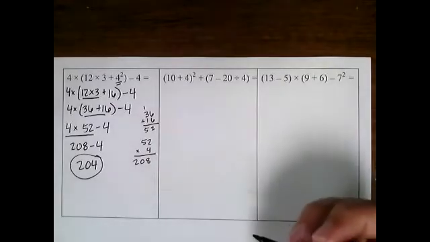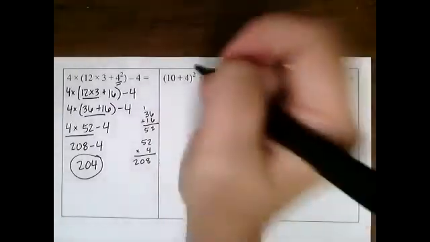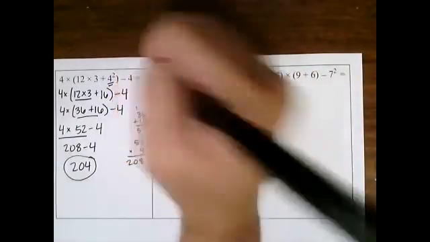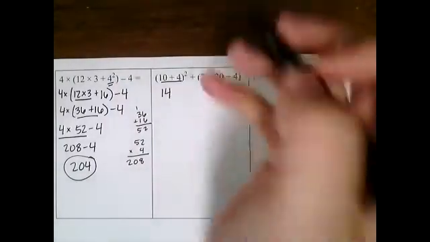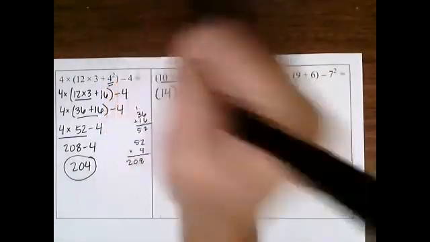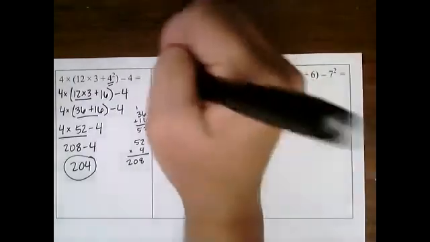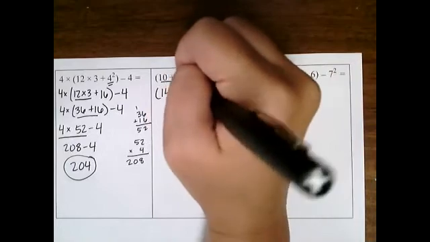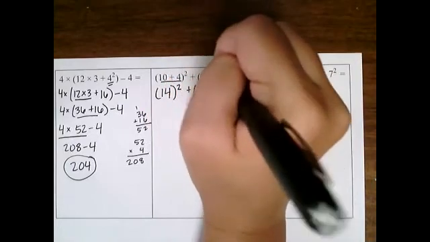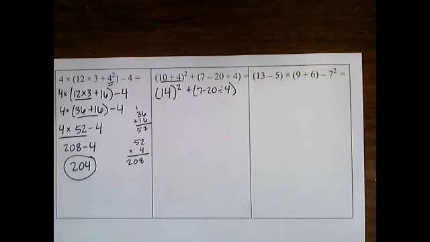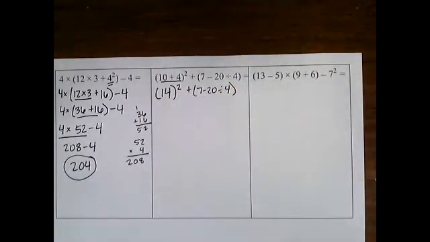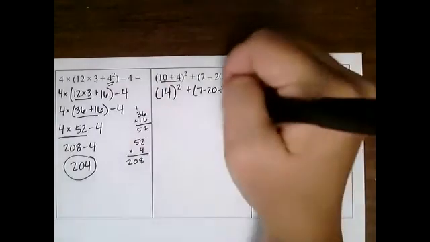The next one, parentheses first. So my parentheses, I'm going to start here. I'm just going to do this one first. 10 plus 4 is 14. I can drop my parentheses because it's not negative. Just in case, just for good practice, is to leave those parentheses there. Now, because this is still in parentheses, I can go ahead and square this. 14 squared is 14 times 14.